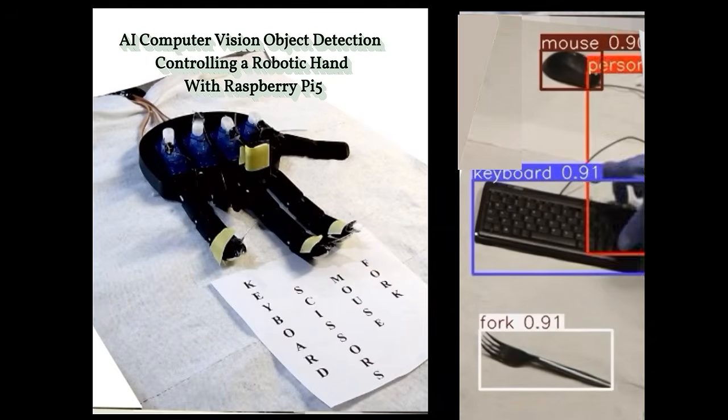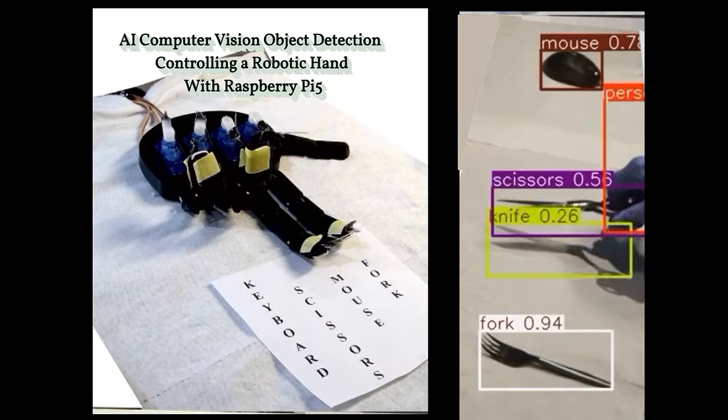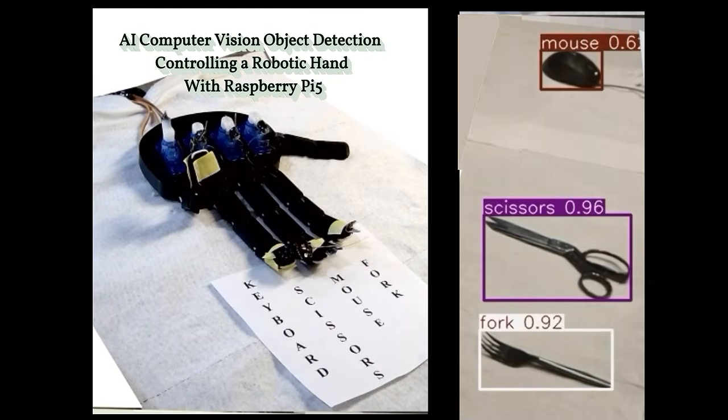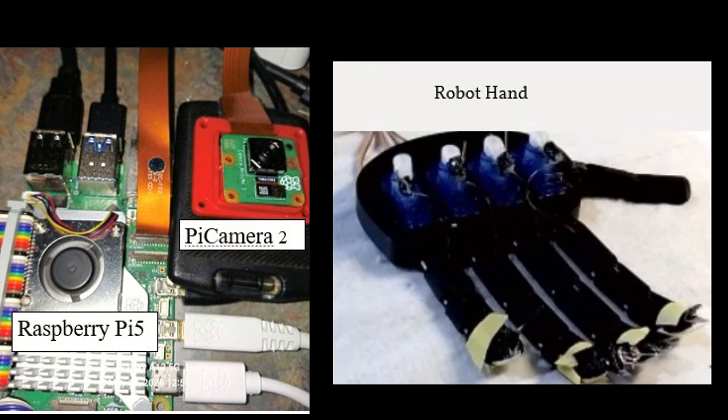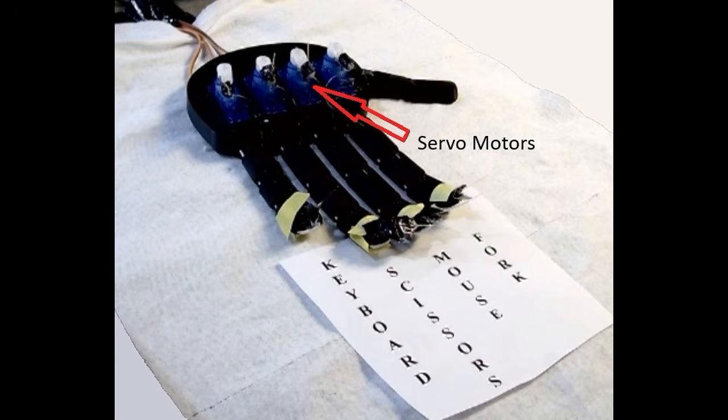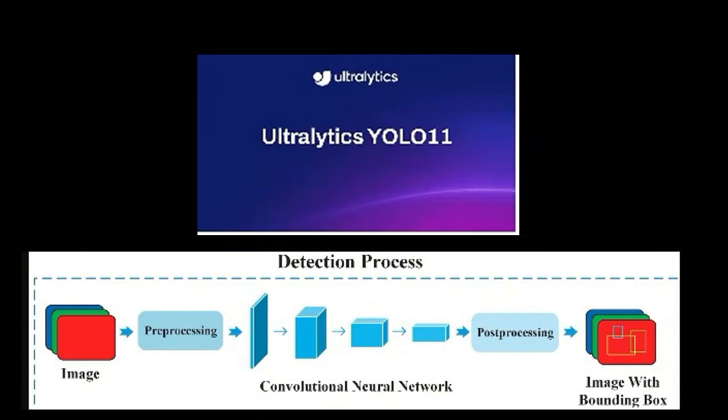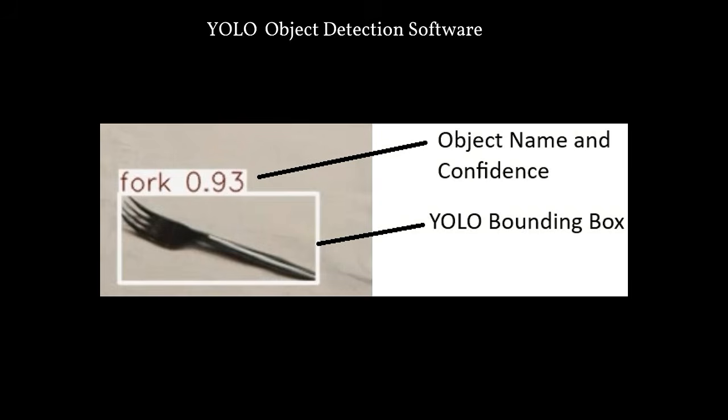Computer vision object detection, controlling a robotic hand with Raspberry Pi 5. My hardware setup includes a Raspberry Pi 5, a Pi Camera 2, and a robot hand. The robot hand with servos is connected to Raspberry Pi GPIO pins. YOLO real-time object detection software receives video streams from Pi Camera 2.